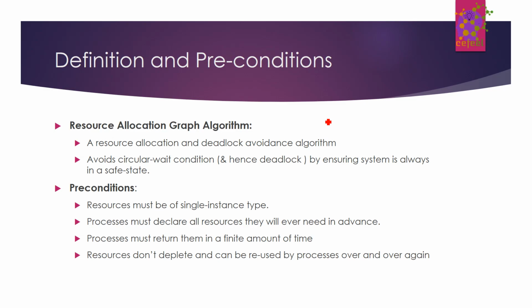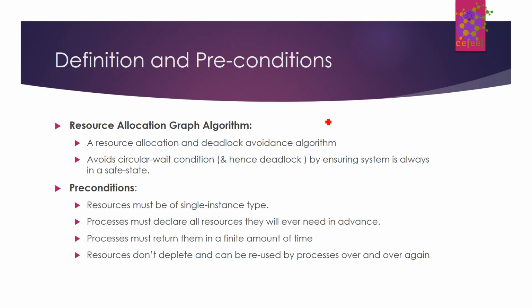If circular wait condition is confusing, I would request you to go back and look at the previous video on deadlock. That would make it pretty clear. So when can we apply this algorithm? We cannot just apply the algorithm in all conditions. There are certain conditions when we can apply this algorithm. The first, resources must be of single instance type, which means if there are multiple instances of the resource, we cannot apply the algorithm. Second, processes must declare the need of the resources well in advance, when they start executing, they have to declare the resources to the system.